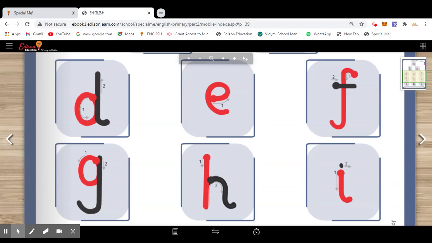H, H, H. Happy horses laughing loud. Ha, ha, ha, ha, ha. Hopping here and hopping there. H is the sound of H.